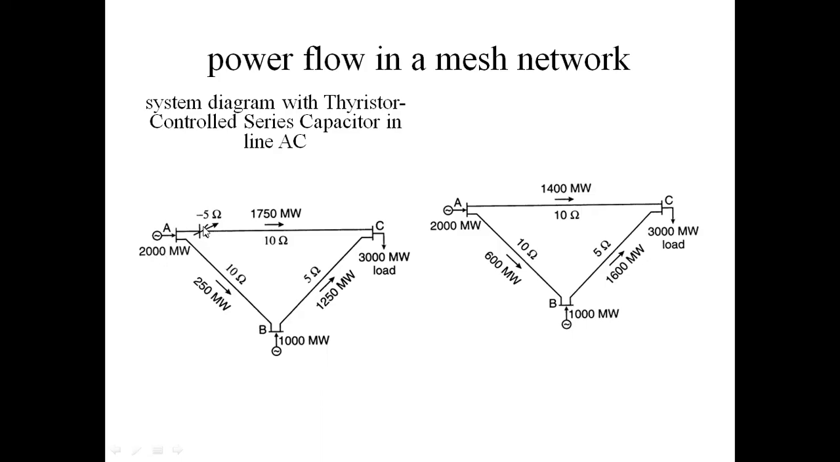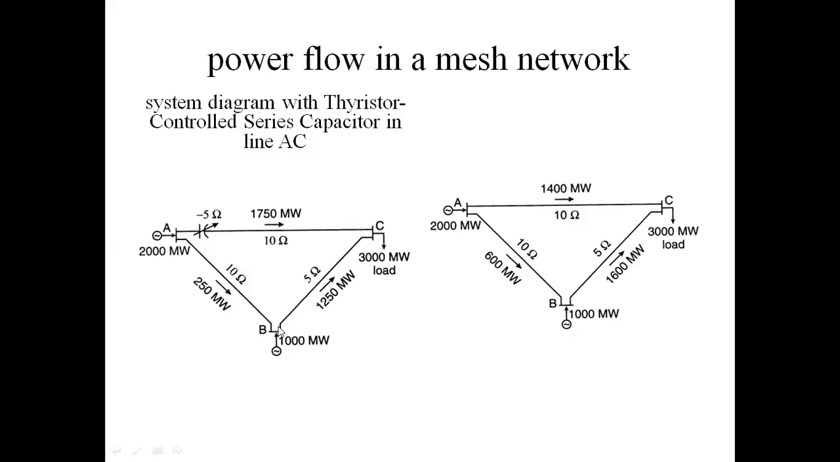Here we are adding series capacitance, minus 5 ohms. Previously it was 10 ohms, 10 minus 5, so the final value is 5 ohms impedance. When impedance decreases, the power flow capacity increases. Now the power flow capacity is 1750. Without this capacitance it was 1400 megawatts. When adding this capacitance, the power flow increases.